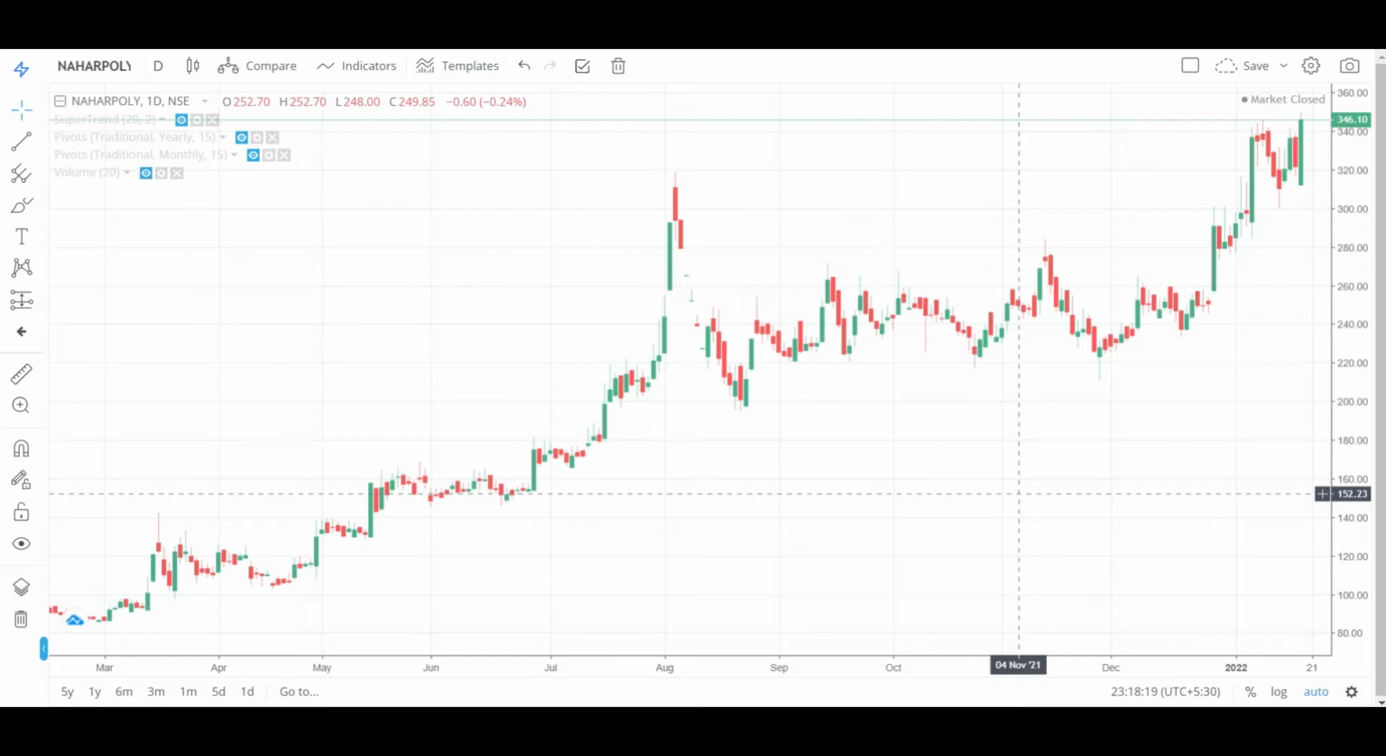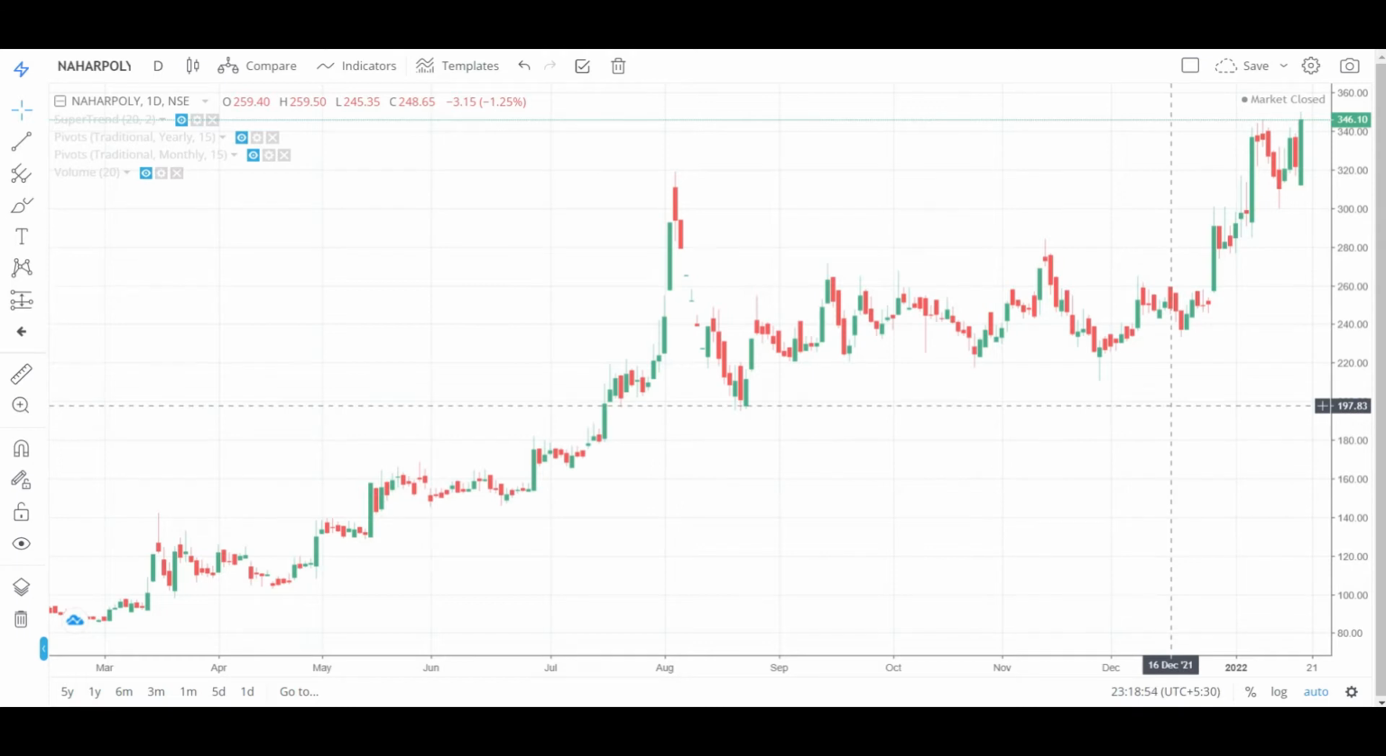So to understand VCP, first we will discuss some key characteristics of the volatility contraction pattern, and then we will discuss the benefits of the volatility contraction pattern. I will also show some examples to understand VCP.